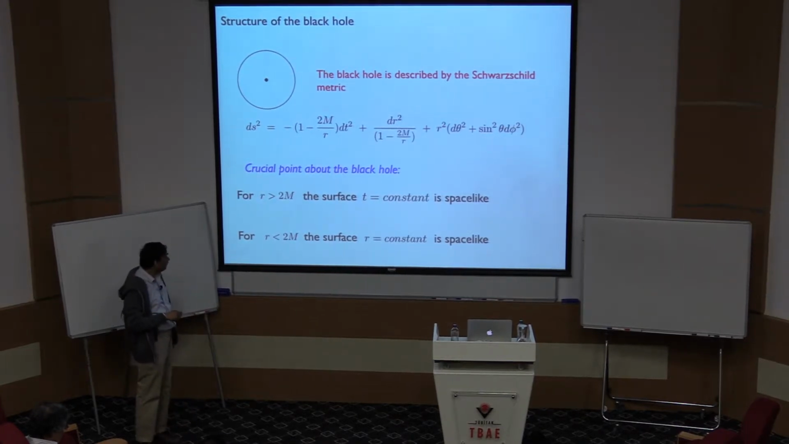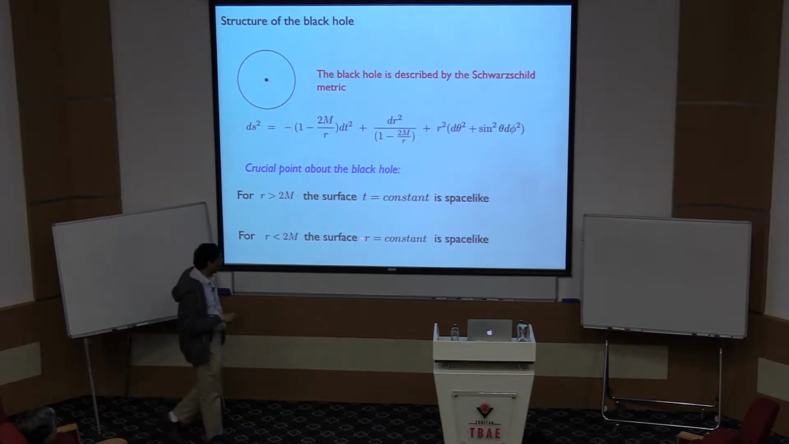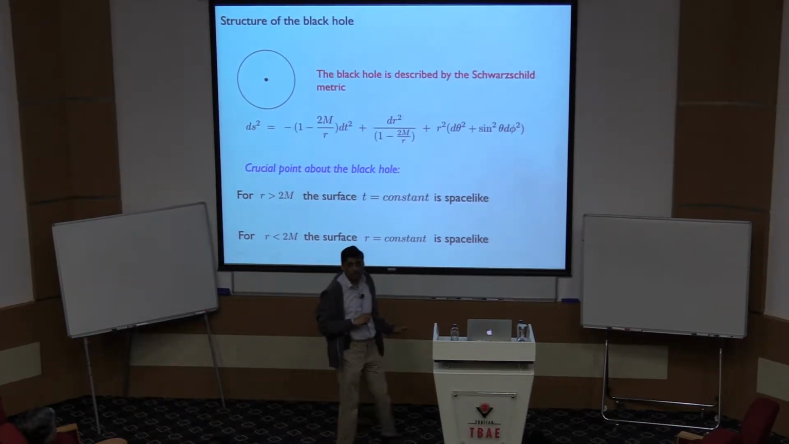But let's see what happens for r less than 2m. For r less than 2m, this number is actually negative, and so dt squared has a positive coefficient and dr squared has a negative coefficient. So now you can see the time component is behaving like a space direction and the r component is behaving like a time direction. So inside the black hole, for r less than 2m, a space-like surface is now going to be given by r equal to constant. So all the physics of the black hole actually comes from this one observation.